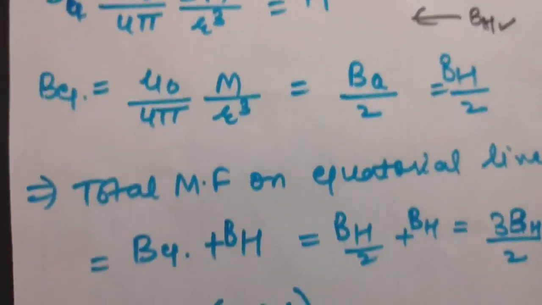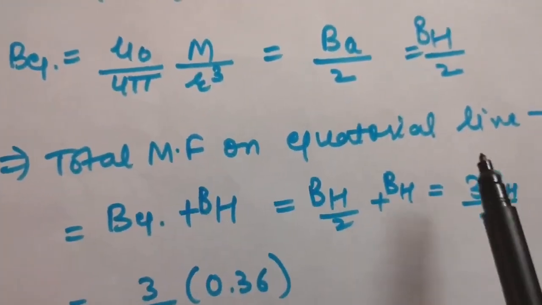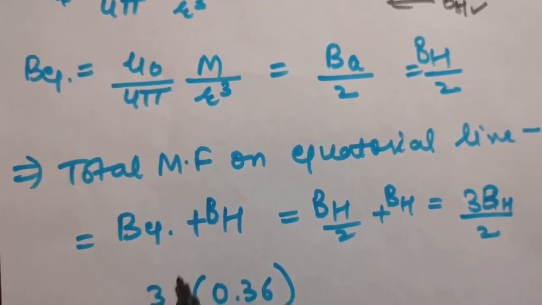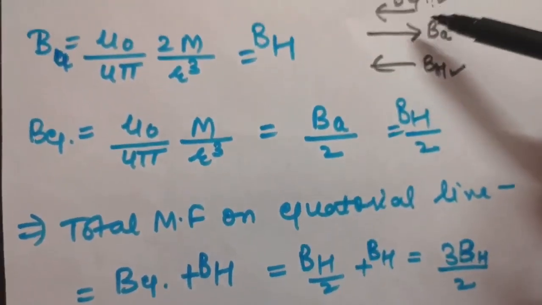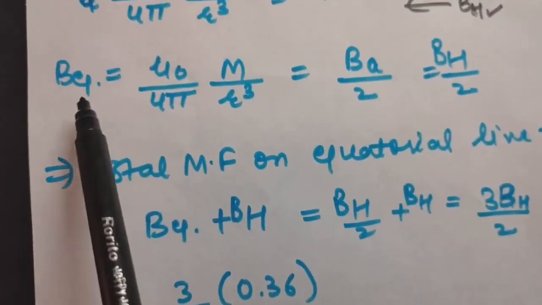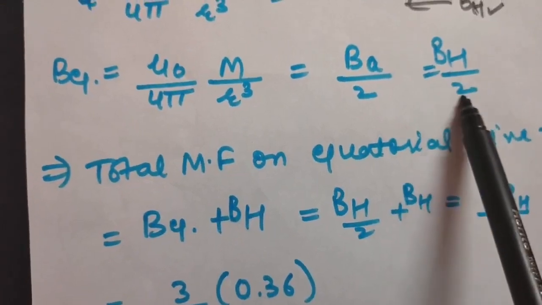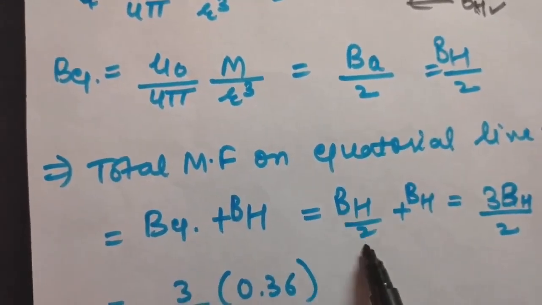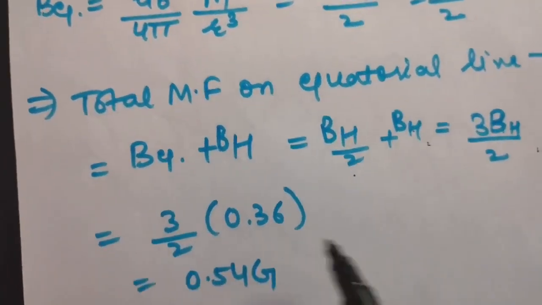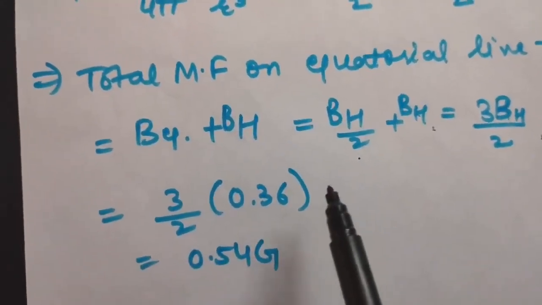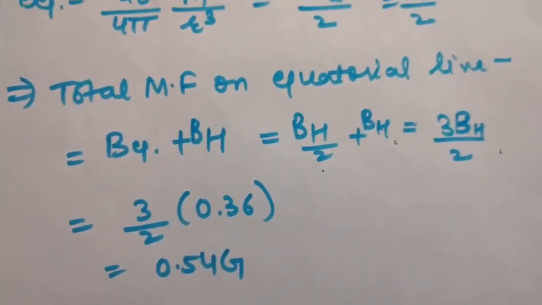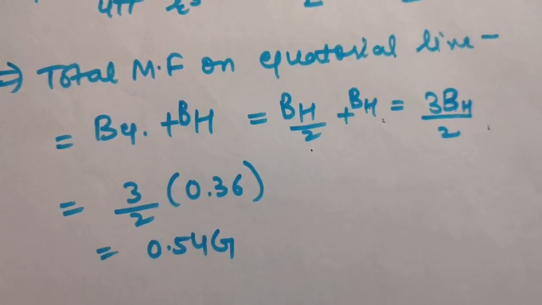So when you calculate total magnetic field on equatorial line, that will come to be magnetic field at equatorial line plus horizontal component, because they are in same direction. As we have calculated, B equatorial is nothing but BH upon 2. So it will be BH upon 2 plus BH. Calculated, it will come to be 3BH upon 2, and BH is given to be 0.36 in question. So it will give you 0.54 Gauss. So this will be the total magnetic field on equatorial line.